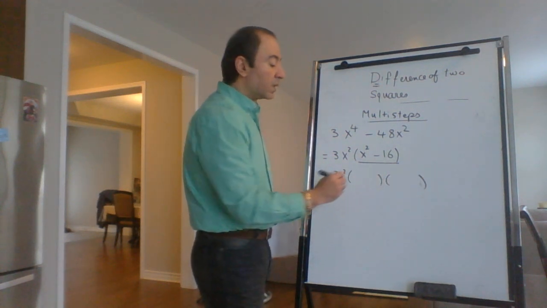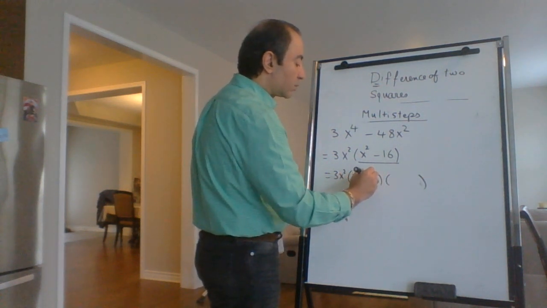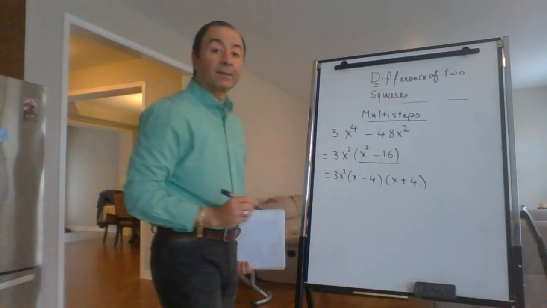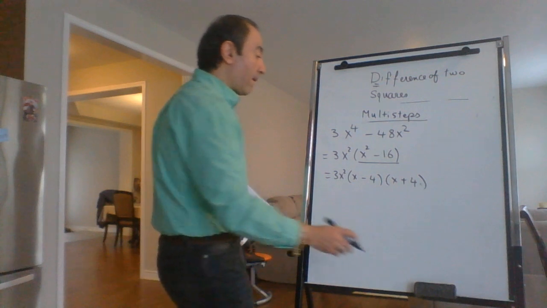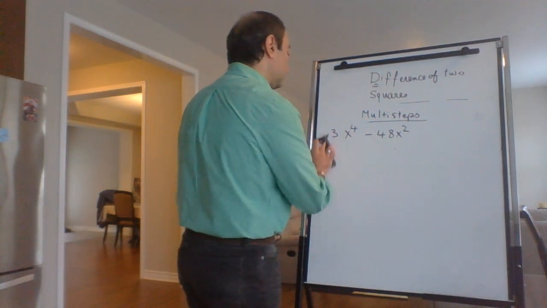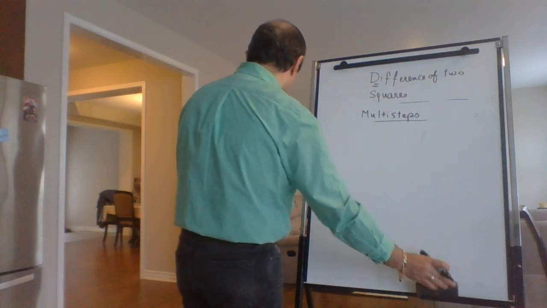Now 3x squared stays, and we factor this as difference between two squares. So what we do: square root of the first minus square root of the second, square root of the first plus square root of the second. Alright. One more.